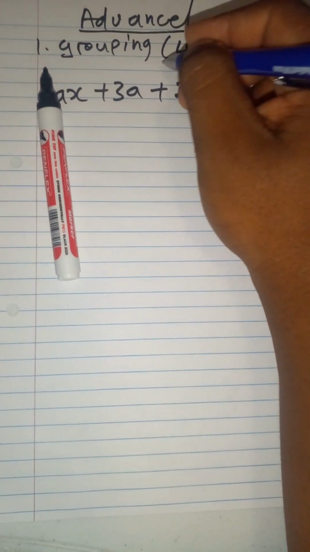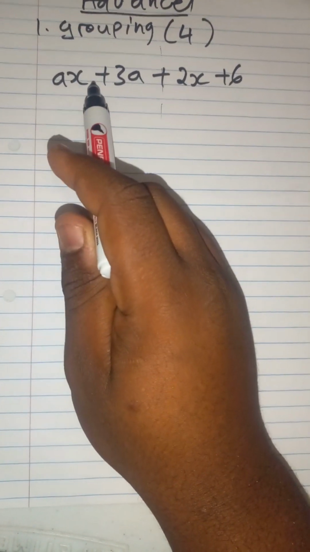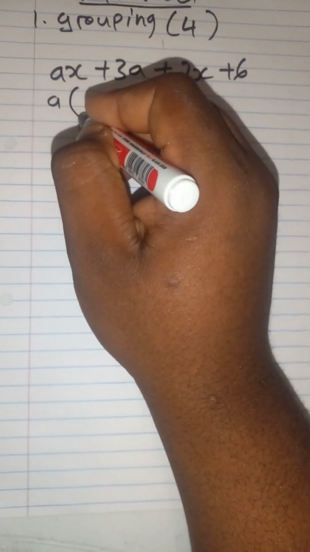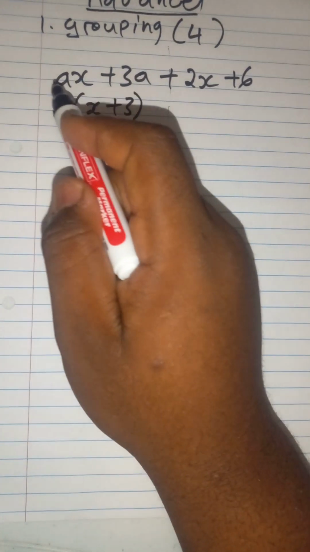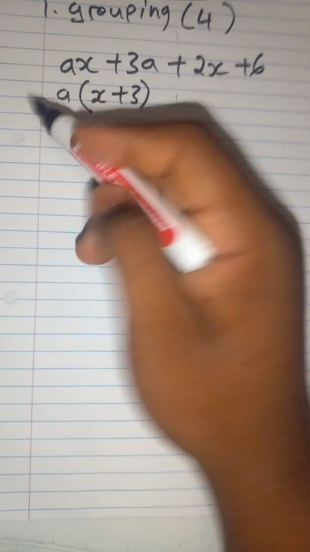You simply cut into 2 halves, and then focus on this portion only and check what is common. What is common here? I can see that a is common, so factor it out. Then here I'm left with x, then I'm left with 3. Remember the first video, I told you that when you factor out, it is the same as dividing.